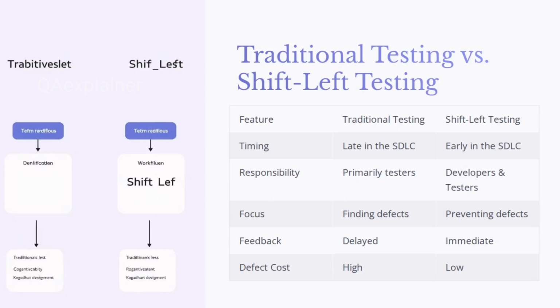Defect cost in traditional testing is quite high, because it goes through multiple stages and multiple defect tracking life cycles. But in shift left testing it is very low.